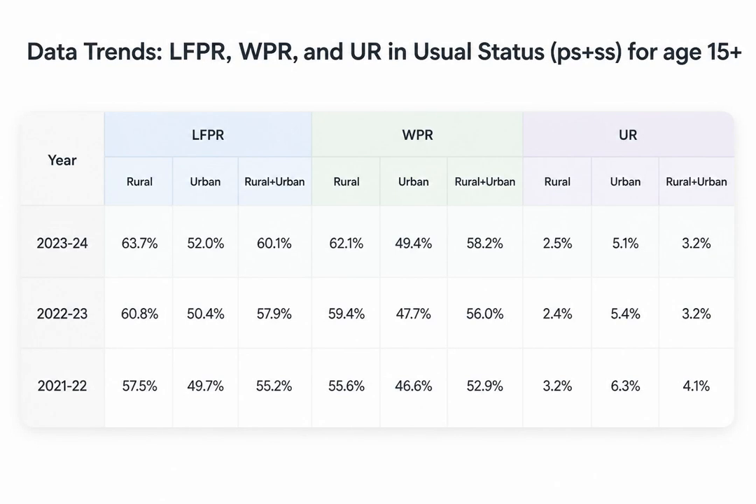This table lays out the precise usual status data trends over the last 3 survey years for individuals aged 15 and above. If you look at the total rural plus urban columns, you can clearly trace the positive trajectory. The overall labor force participation rate steadily climbed from 55.2% in 2021-22 to 60.1% in 2023-24. Similarly, the overall worker population ratio increased from 52.9% to 58.2%. Most importantly, the combined unemployment rate, which was at 4.1% in 2021-22, has stabilized at a much lower 3.2% for the last 2 survey cycles, indicating a resilient recovery in the labor market.